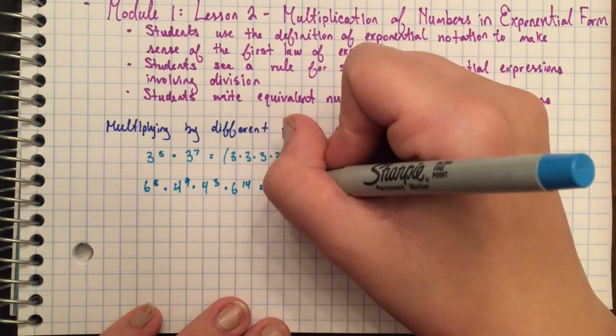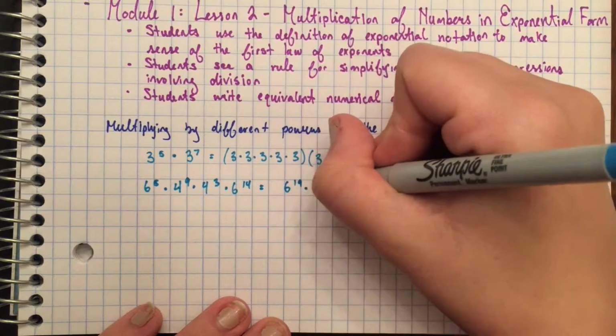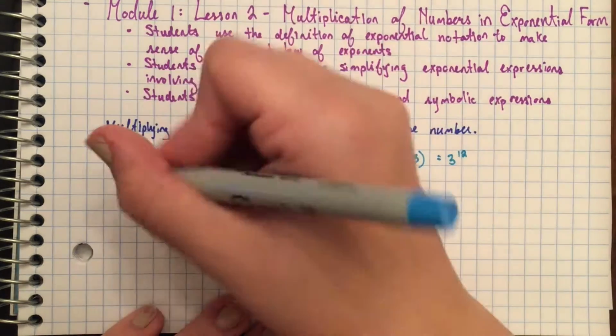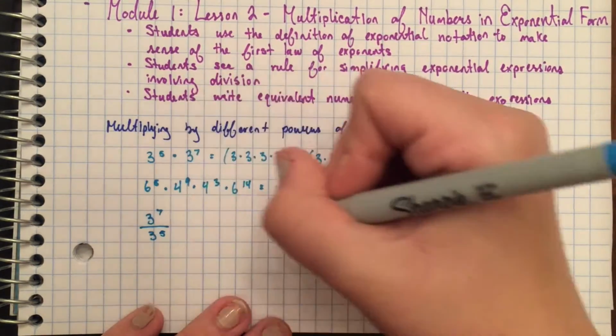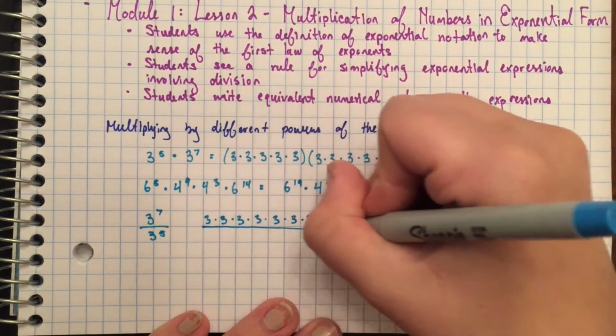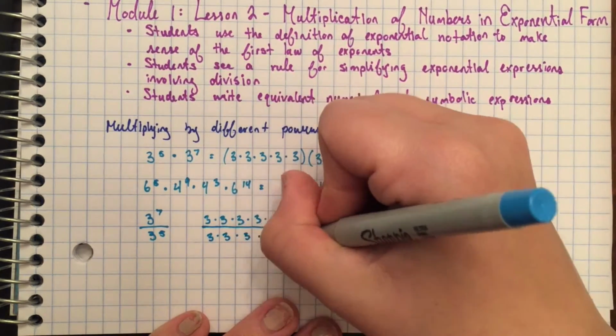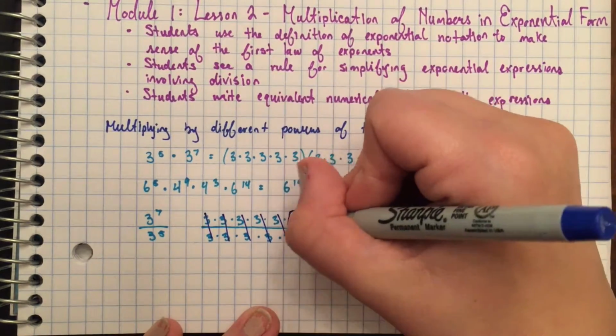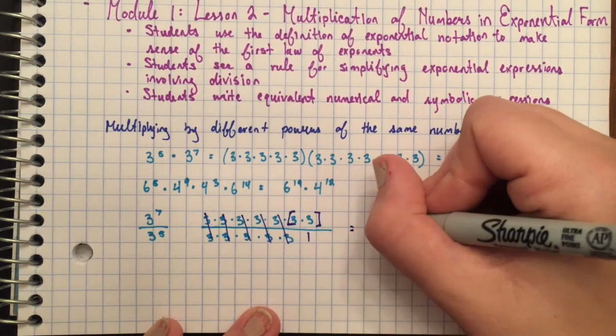This also works with different bases. If I said, for example, 6 to the 6th power times 4 to the 9th times 4 to the 3rd times 6 to the 14th, I can combine the exponents with the similar bases. Lastly, I can use exponential notation to simplify two exponents with the same base written as a fraction.